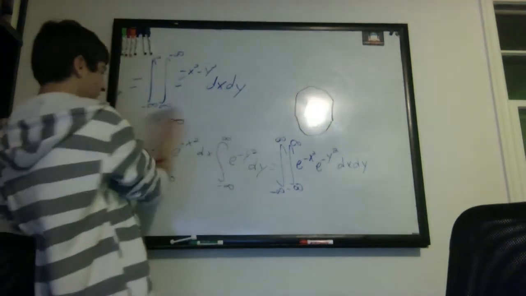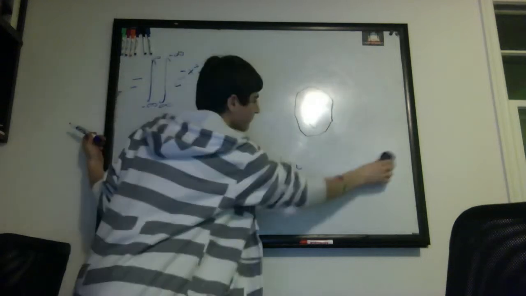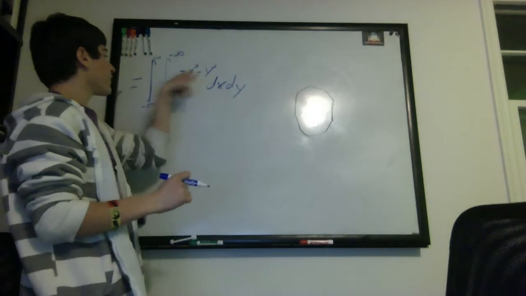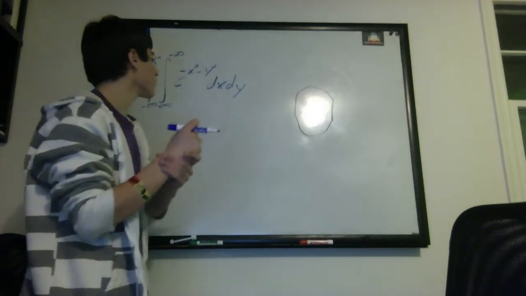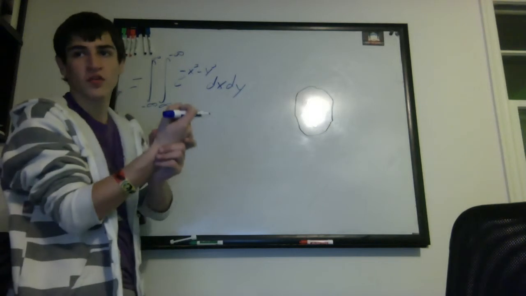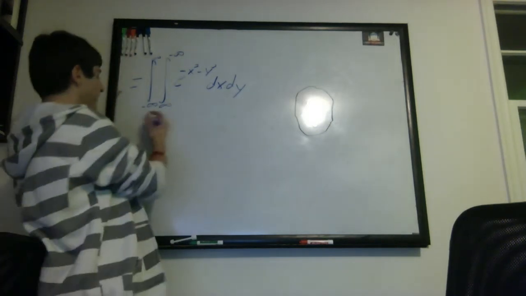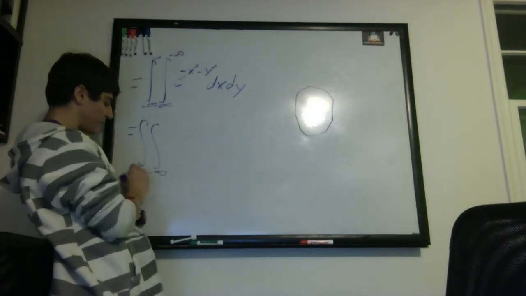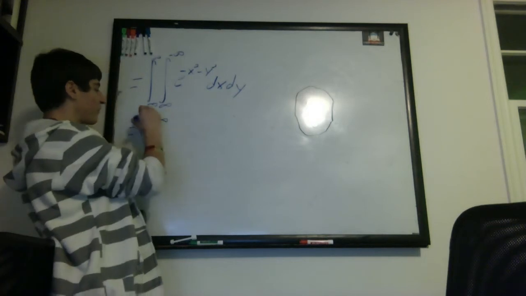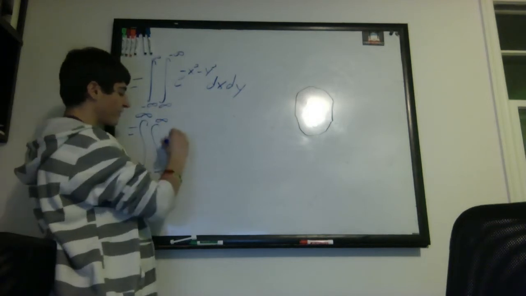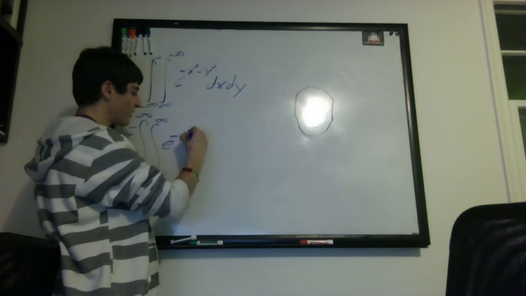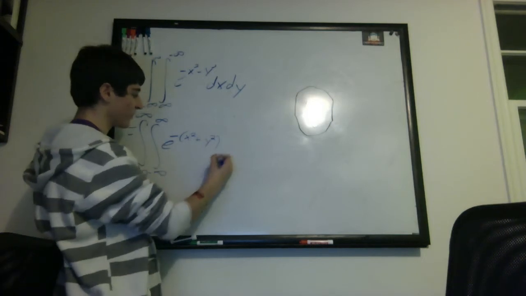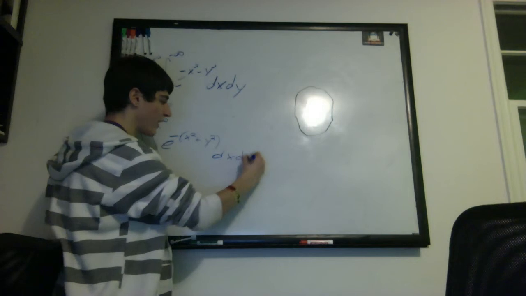Now I can see that x squared plus y squared is a circle, so that's pretty useful if we want to switch to polar coordinates. So I'm going to rewrite that as the double integral, both from minus infinity to infinity, of e to the negative x squared plus y squared, dx dy.